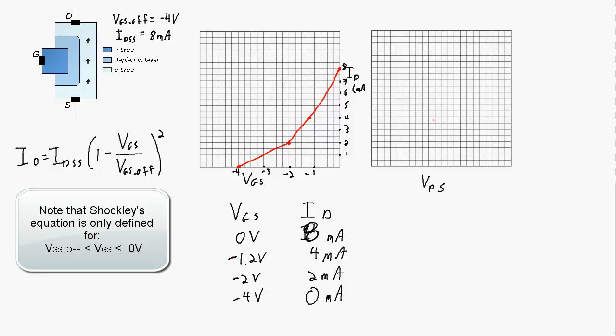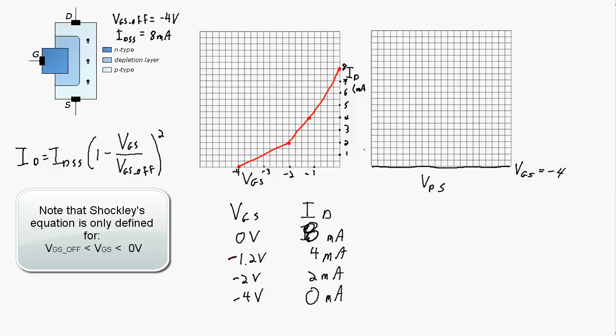Now why do I have this other graph over here? Well, this is my graph of the relationship between the drain source voltage and the drain current. And I just wanted to reiterate the fact that this is for saturation region only. So at VP, VGS off, it doesn't matter what the drain source voltage is, we're going to have 0 current. So that's for VGS equals minus 4 volts.